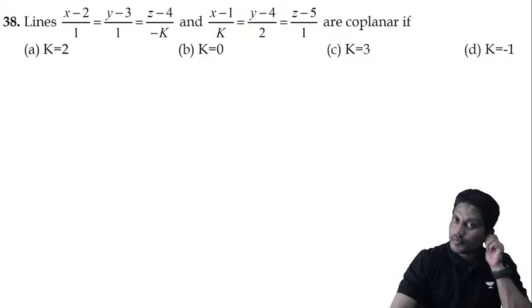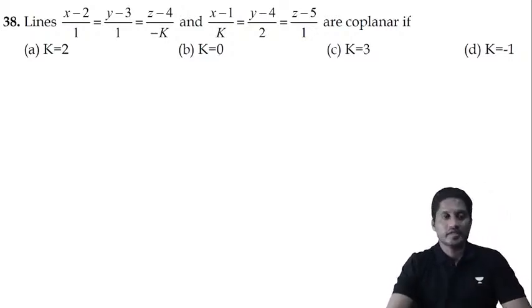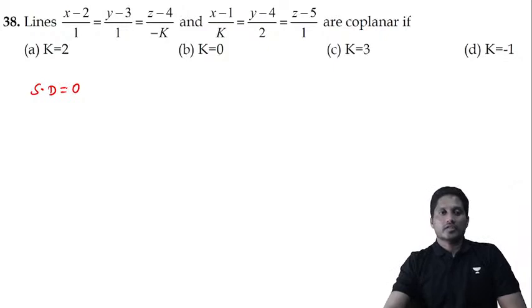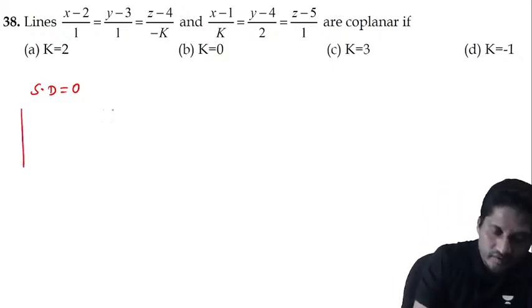Okay, the lines are coplanar. What should be the value of K? See, whenever two lines are coplanar, obviously the shortest distance is equal to 0. The condition for two lines to be coplanar is that the shortest distance should be equal to 0. So this means that the determinant is equal to 0.